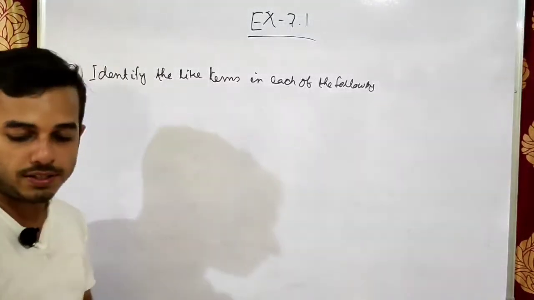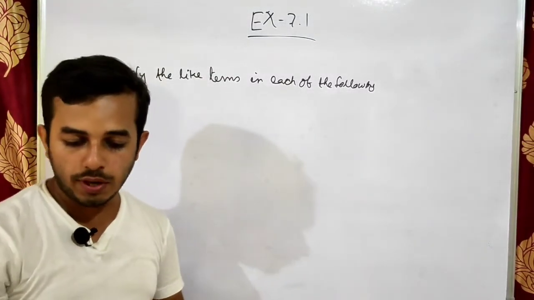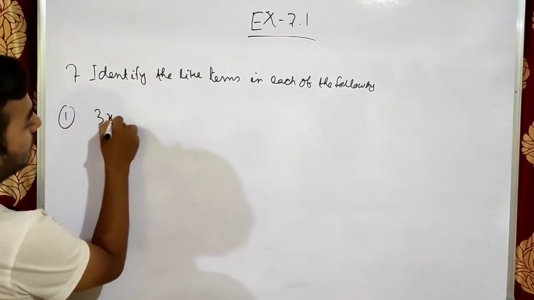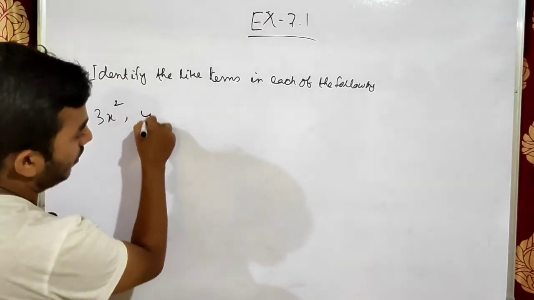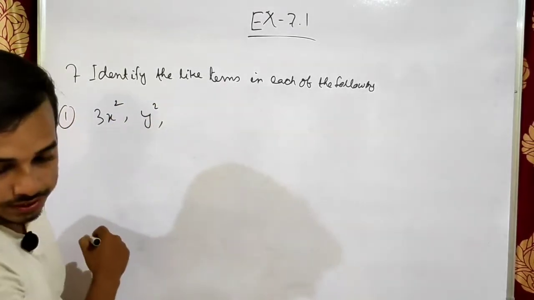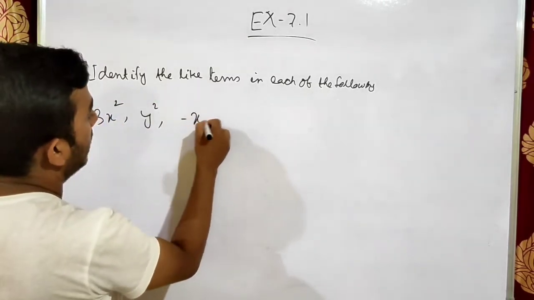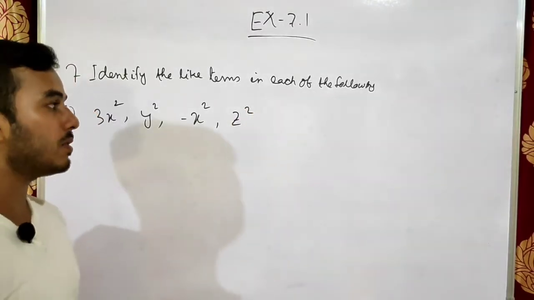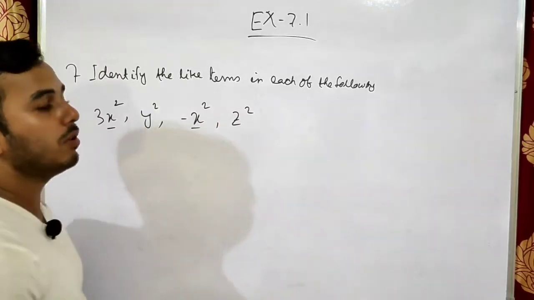So our first term is what? First term is 3x square, minus y square. Okay, number 1: 3x square, comma, then y square, then comma, then minus x square, comma, z square. Okay, so which ones are like terms? Like terms are the terms which have what? Common variable. Okay, same variable.